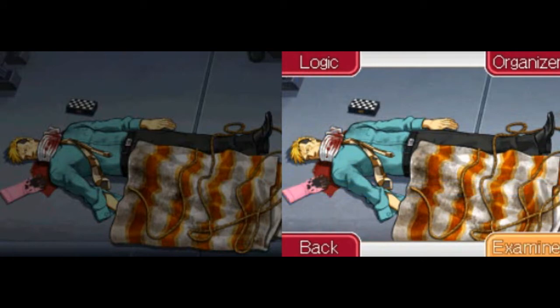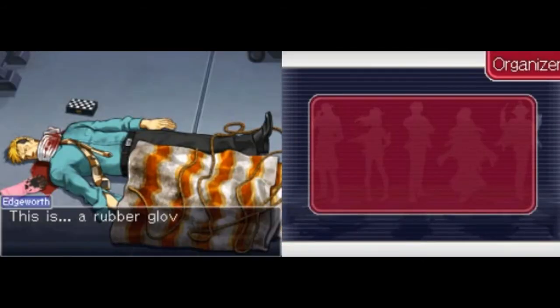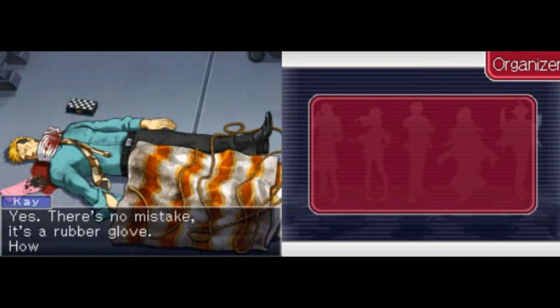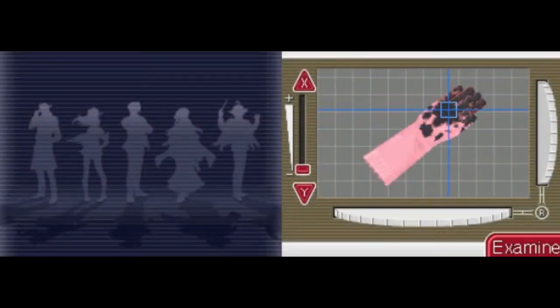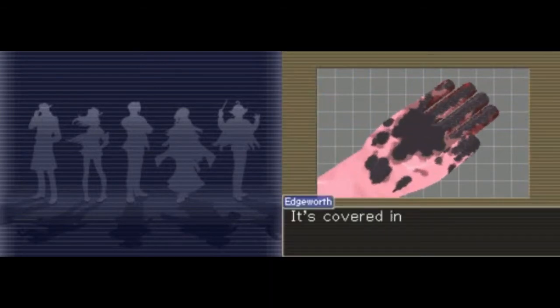Is this a glove? This is a rubber glove. Yes, there's no mistake. It's a rubber glove. How come there's only one? Let me take a closer look. What is that? It's covered in mud up to the wrist.